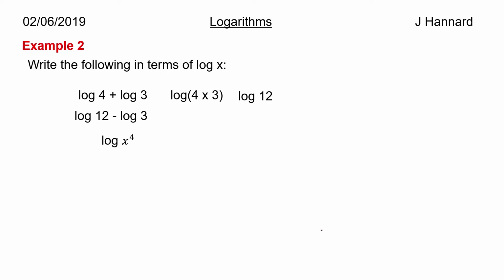Log of 12 minus log of 3. Well, a subtraction is a division, so it's going to be log of 12 over 3, which is log 4. Then log x to the 4: the power comes to the front, so it's going to be 4 log x, and that's it.